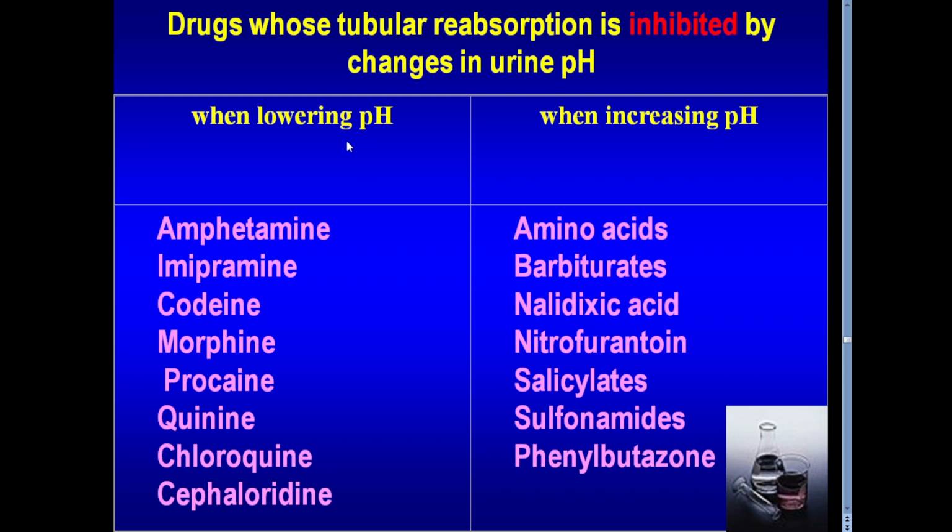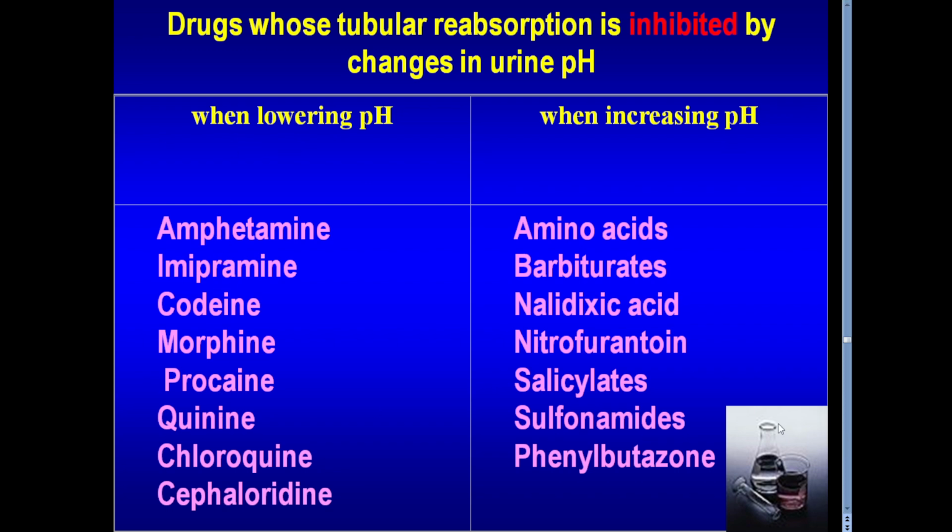In lowering of pH, in a more acidic pH of urine, reabsorption of the following drugs is inhibited: amphetamine, imipramine, codeine, morphine, procaine, quinine, chloroquine, cefaloridine. If reabsorption is inhibited, this promotes fast excretion from the organism and decrease of concentration, decrease of activity. So if we use combinations of one of these drugs with agents increasing acidity, of course the activity of this drug is decreased.